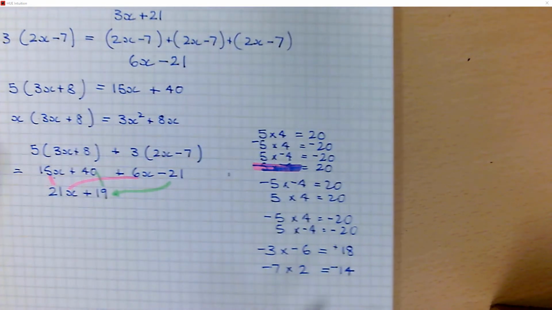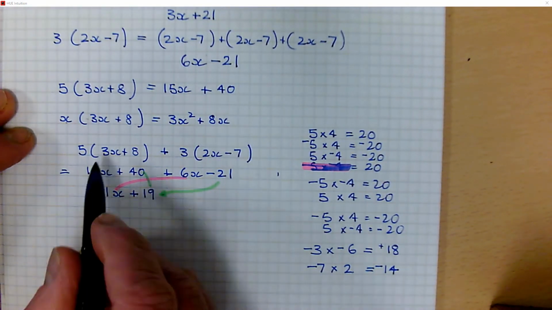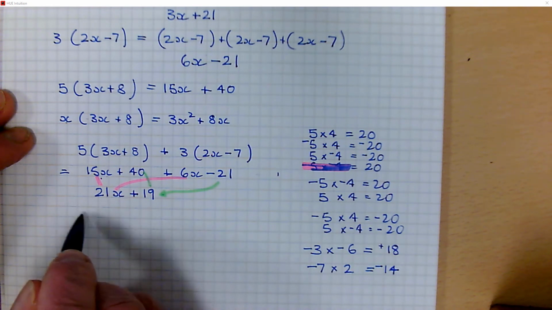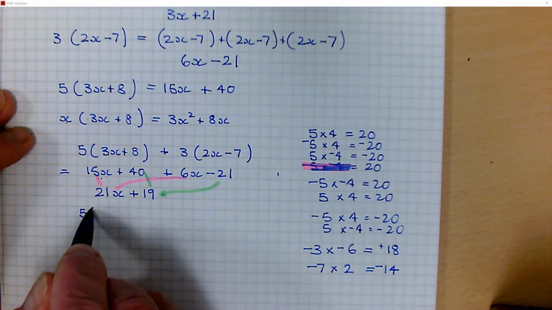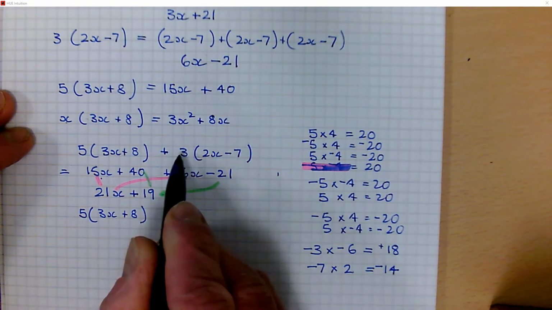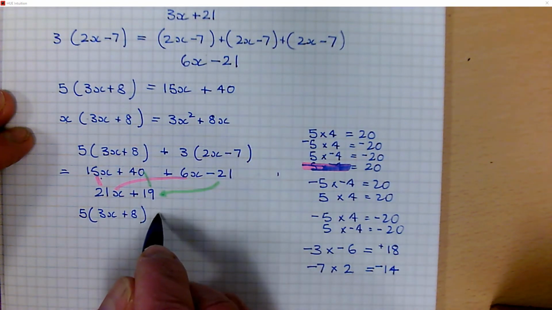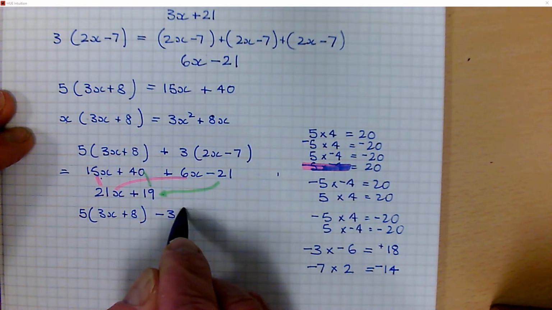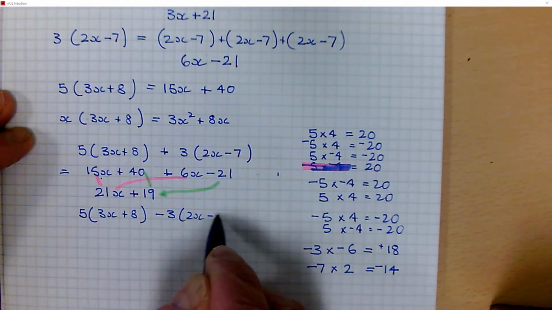So let's do a question here where instead of this, we change it a little bit and we write this: 5 lots of 3x plus 8. But now instead of adding it, we're going to minus it. Minus 3 lots of 2x minus 7.